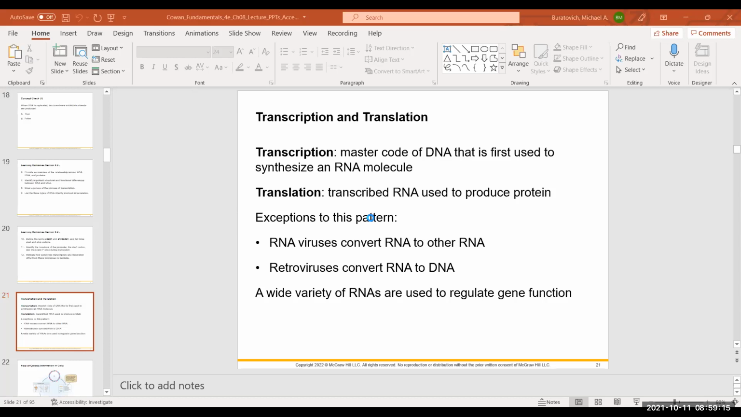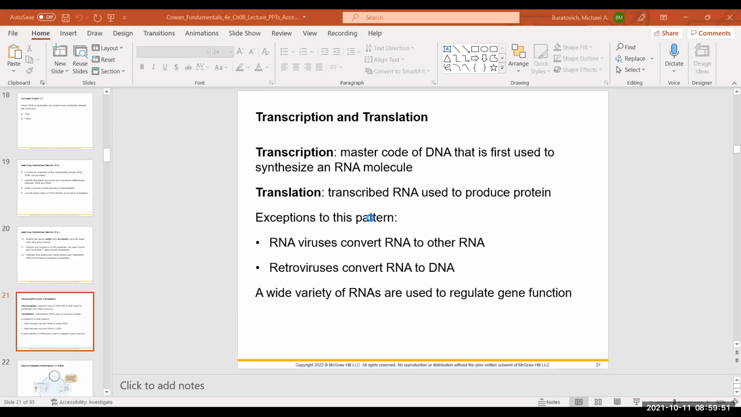Riboswitches regulate genes. When you transcribe the RNA, it'll form a set of secondary structures. Depending on which secondary structure it forms, it will keep the gene turned on or off. That's a riboswitch. You see lots of those in prokaryotes, occasionally in eukaryotes, but more often in prokaryotes.